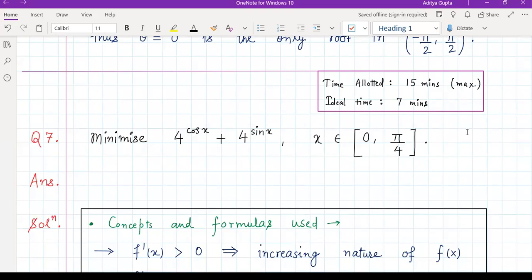Today we have a very good and very high quality question from the chapter of AOD, monotonicity and maxima minima. The question is asking us to minimize the value of the function 4 power cos x plus 4 power sin x, where x belongs from 0 to pi by 4.